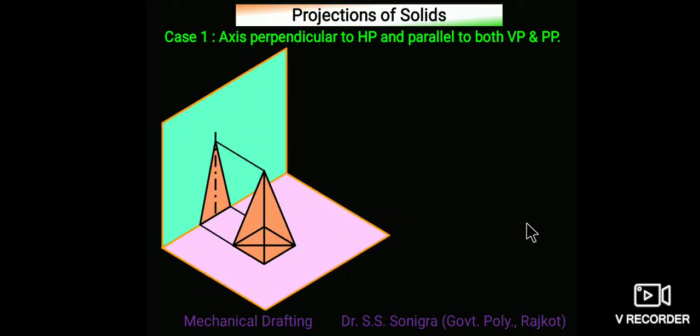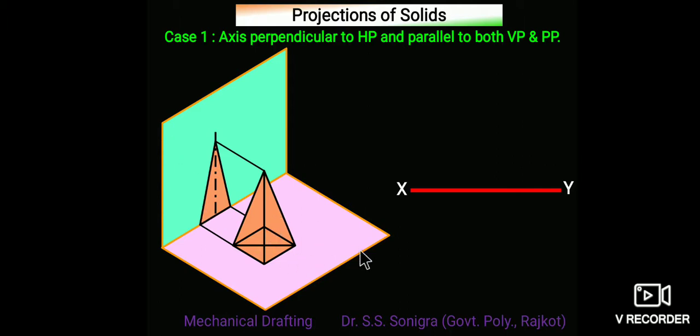Now we discussed how to take projections of various solids, and the first case is axis perpendicular to the horizontal plane and parallel to both planes, the vertical plane and the projection plane. This is the horizontal plane. This is a square pyramid. It is resting on its square base on the horizontal plane. This is the vertical plane. If we look from top, it will look like a square, and if we look from front, it will appear as a triangle.